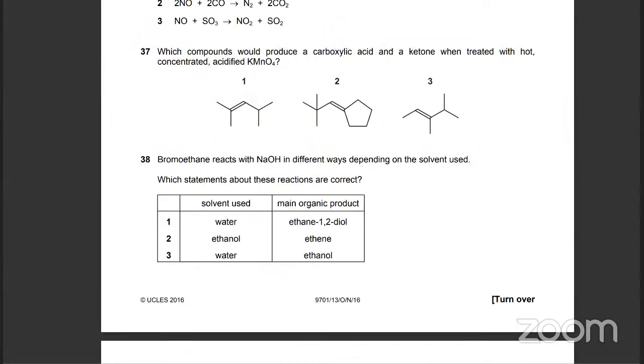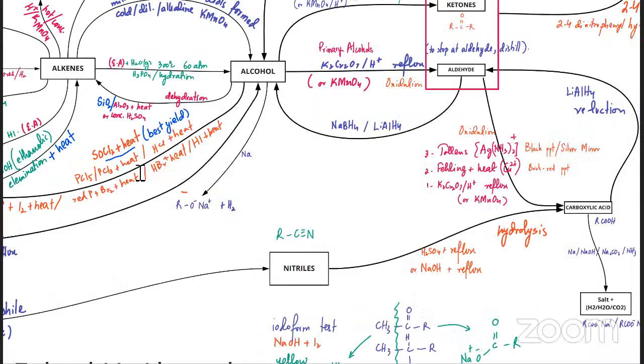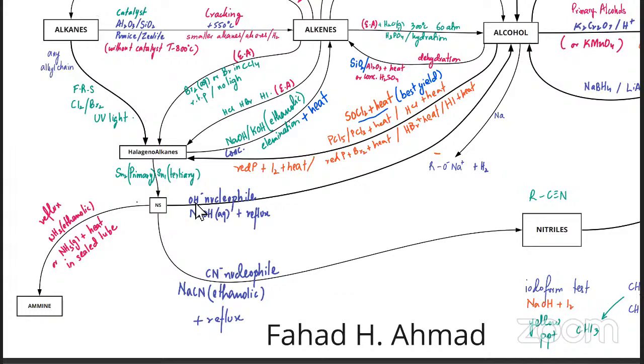Bromoethane reacts with NaOH. Which reaction is this? That's the nucleophilic substitution reaction of halogenoalkanes. In halogenoalkanes, if you have a Cl, the OH will come in place of that Cl if you have NaOH, aqueous, under reflux, and it turns into an alcohol.